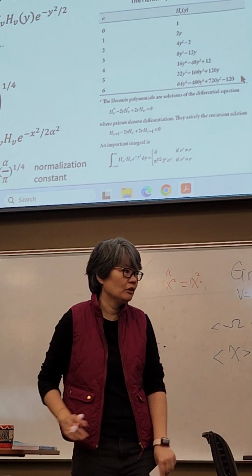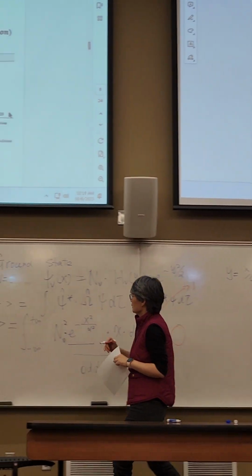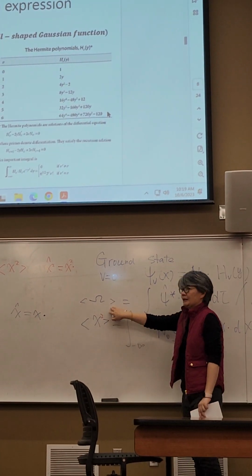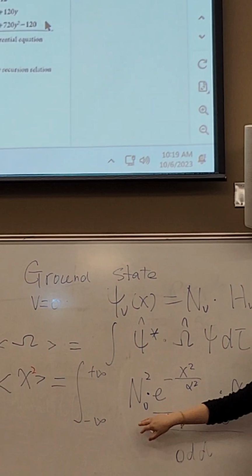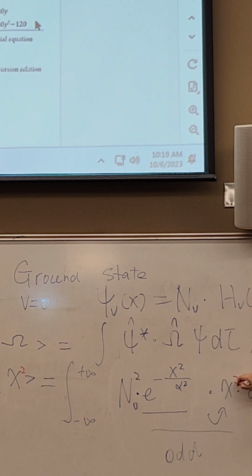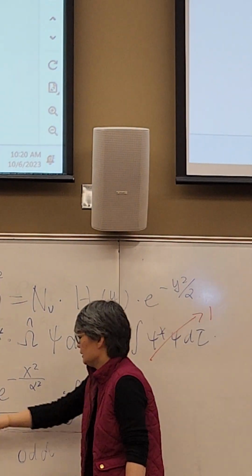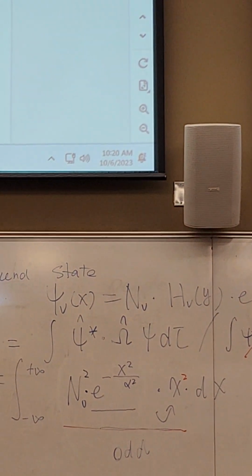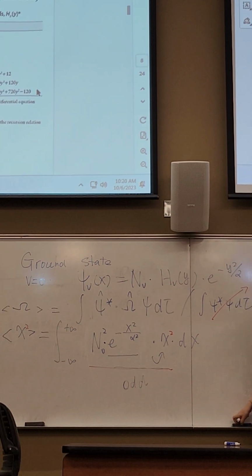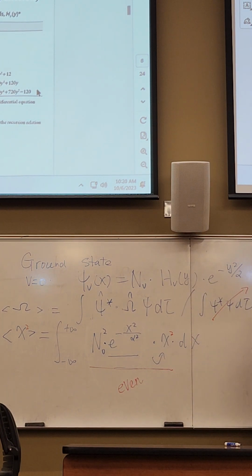So therefore, you're doing the exact same thing. Write the expectation value expression and plug in your wave function. It's a real function, so it will become your wave function squared. Right here, you'll have the corresponding operator, that is x squared. Now, will this be even or odd? It should be even, right? This will be even, right?